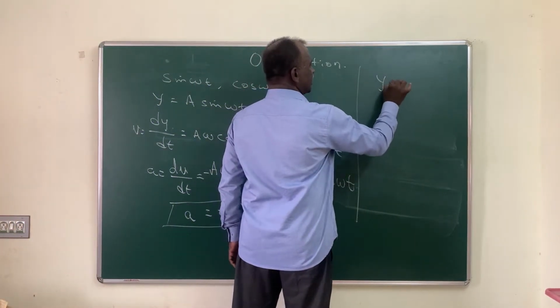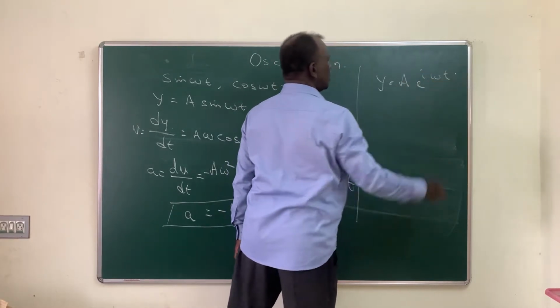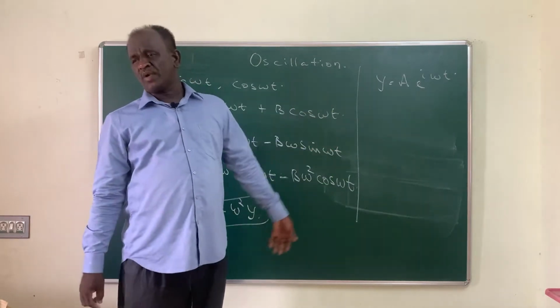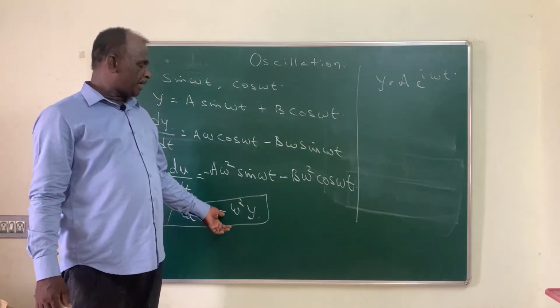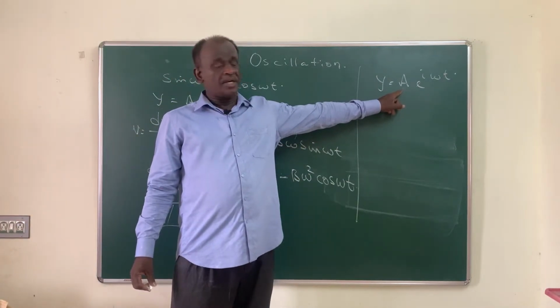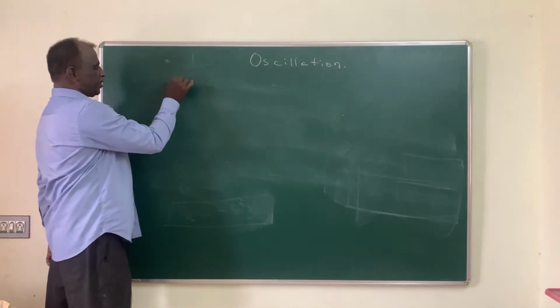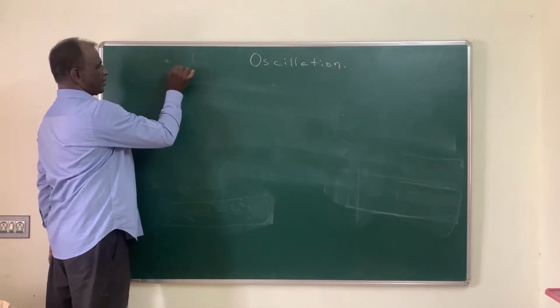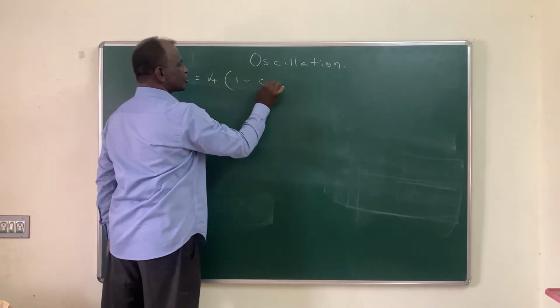Another example we can make use of is y equal to a into exponential of i into omega t. You can differentiate this twice and you can identify a equal to minus omega square y. Therefore this equation also represents simple harmonic motion. So let me take a potential energy function. U equal to 4 into 1 minus cos 2x.